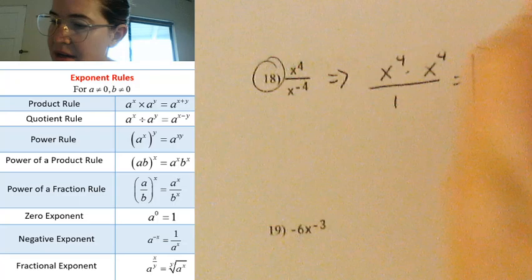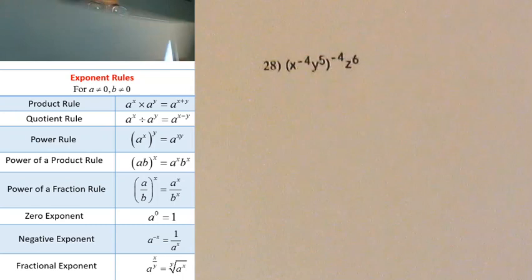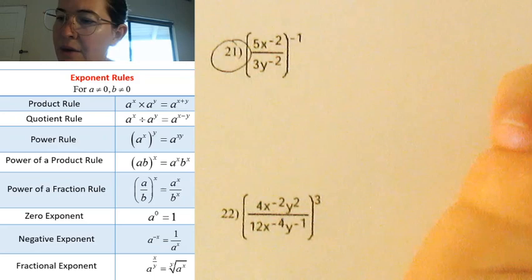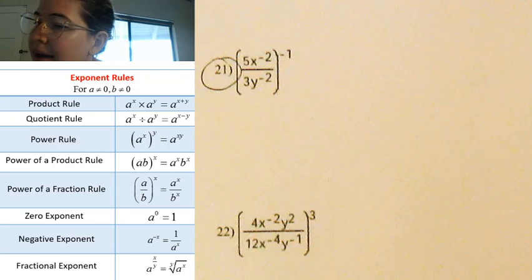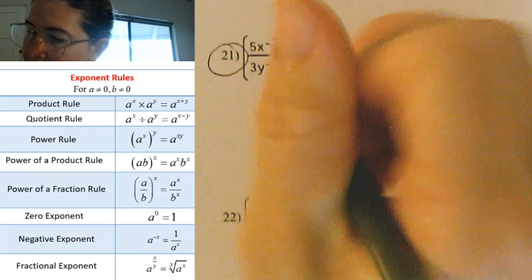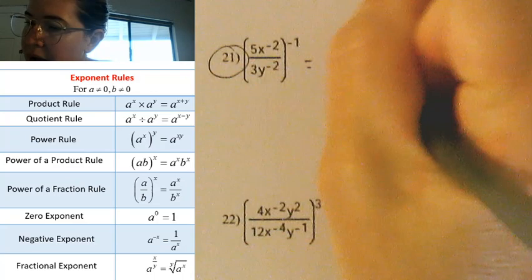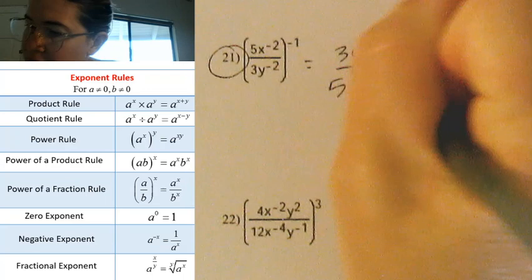Number 21. Okay, so here we've got that little negative exponent and we got a fraction, so we're gonna use that trick again. So I'm just gonna flip. I'm gonna leave everything inside the same. I'm not even gonna deal with the inside yet. That'll happen in a second. So that's gonna be 3y to the negative 2 over 5x to the negative 2.